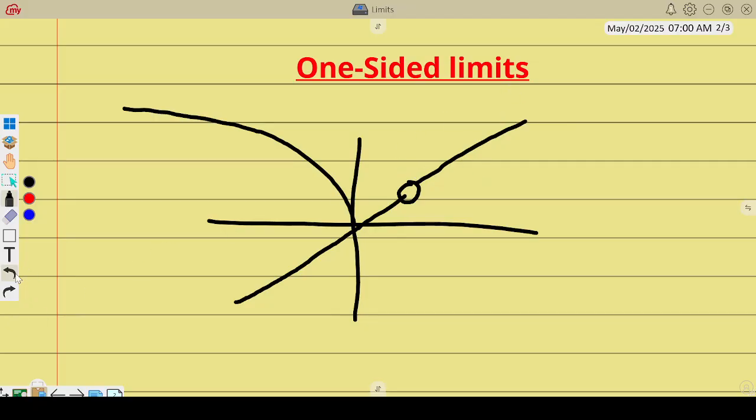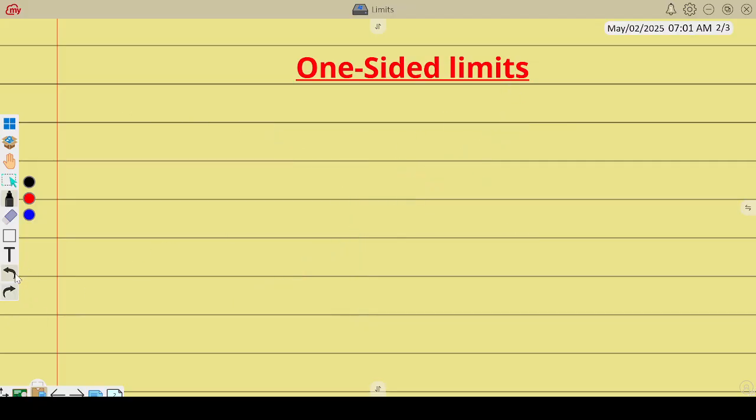So now how do you evaluate one-sided limits? Like I said, we'll be dealing with the x-y plane. So let's go straight to an example.